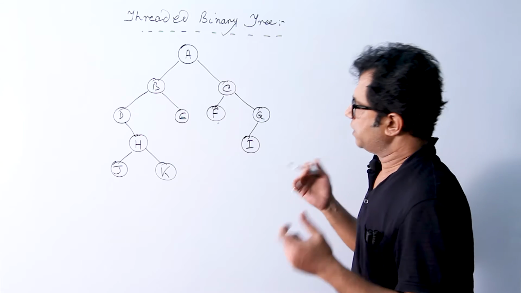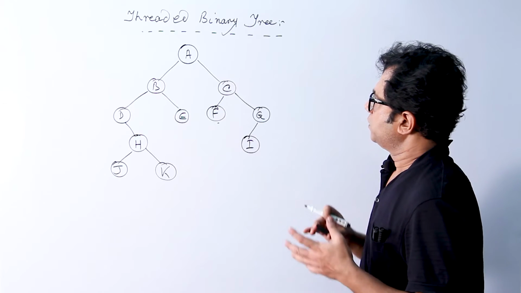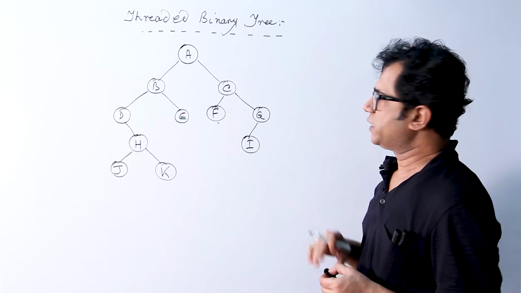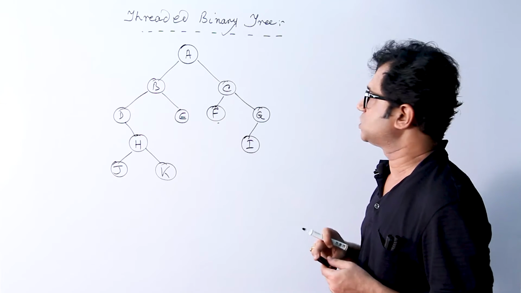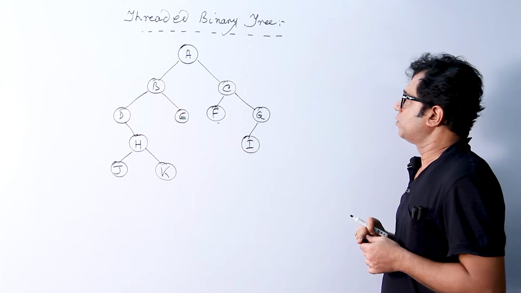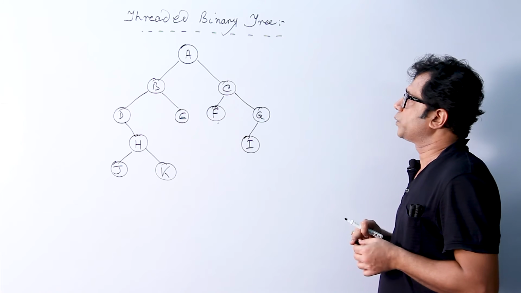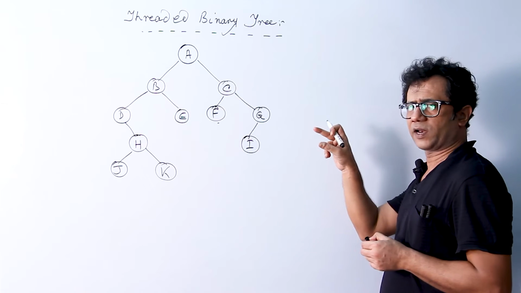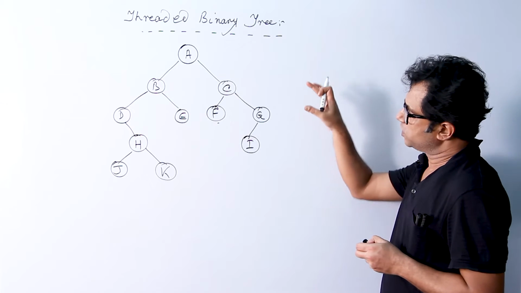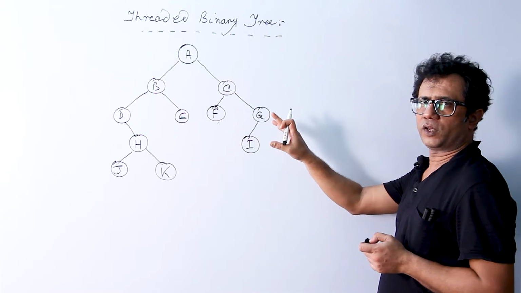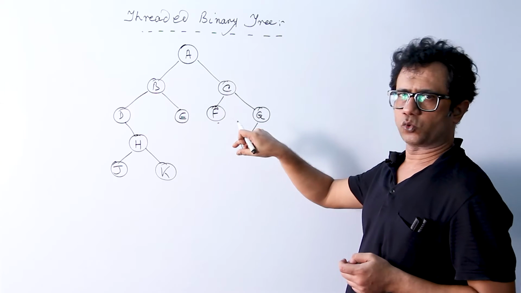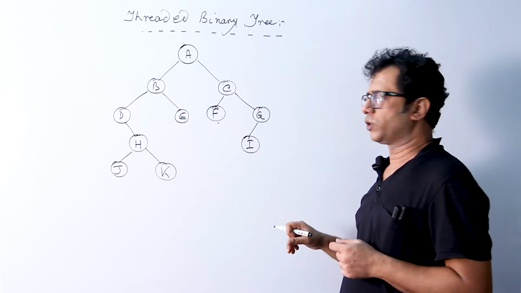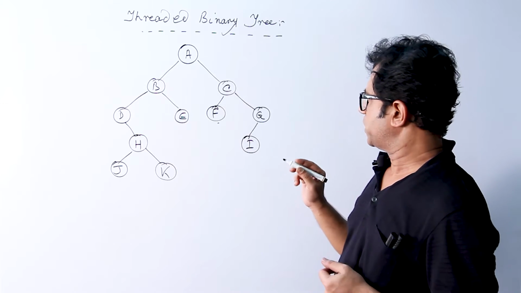Suppose we utilize these null pointers to hold the addresses of other nodes in the form of threads. In that case, we call this binary tree a threaded binary tree. So I will convert this binary tree into a threaded binary tree by adding some threads to it. How to do that, I am showing you. Let me draw it and explain it to you.